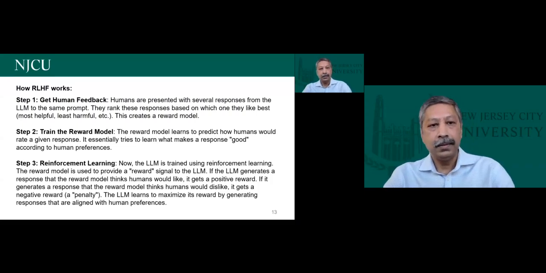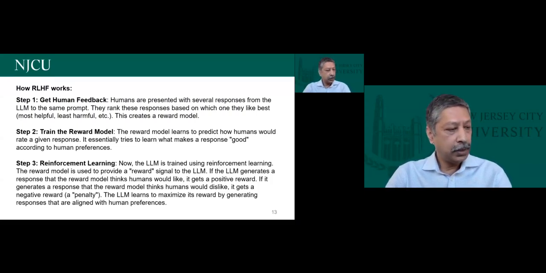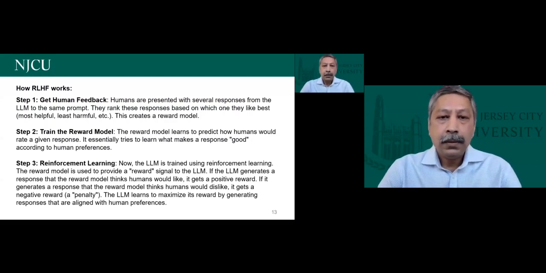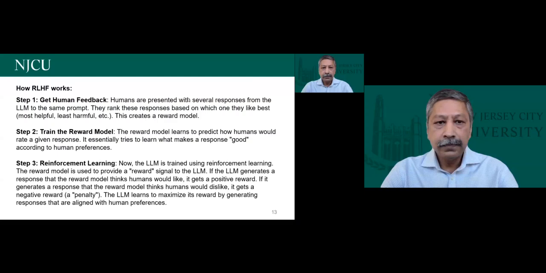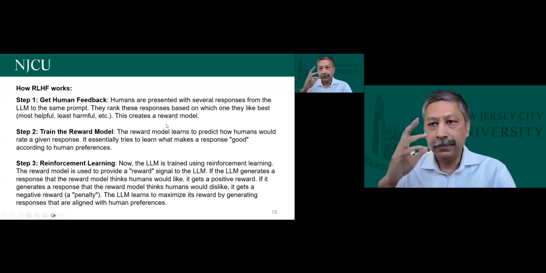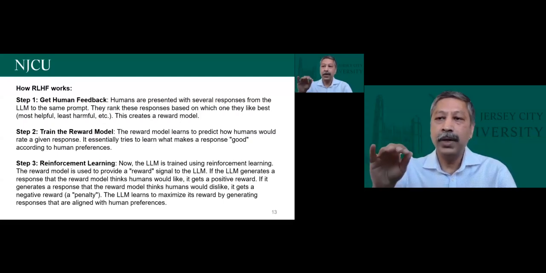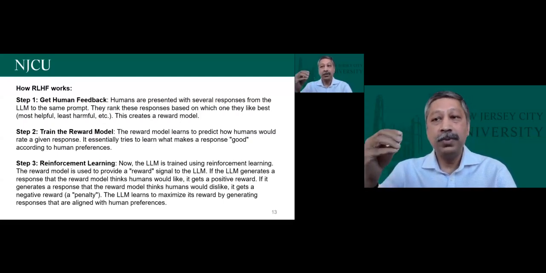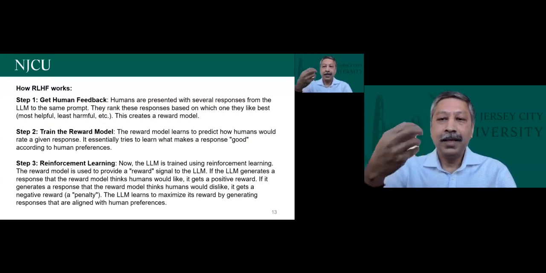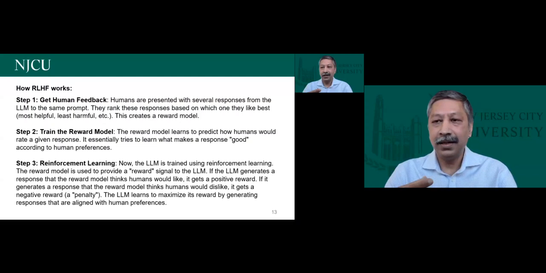So how does the reinforcement learning work? So the first step is we get feedback, human feedback. The humans are presented with several responses from the LLM, and then humans rank the responses. If you remember way back when ChatGPT was introduced, they had the ability for us to go in and tell them what would be a better response, right? And they used all this to train the LLM, right? So that's the first step.